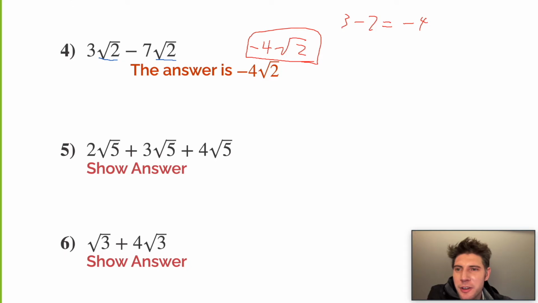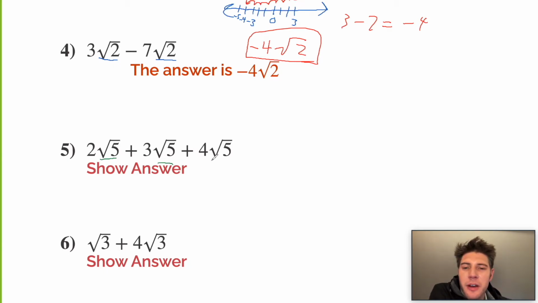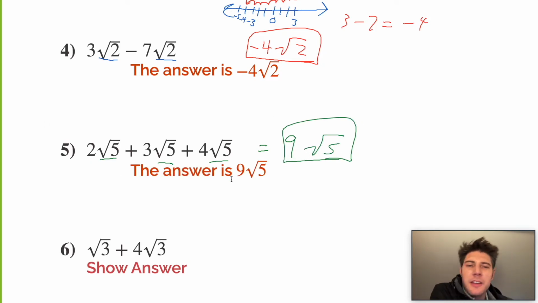Let's try another one. 2 root 5 plus 3 root 5 plus 4 root 5. The only trick here is that there are 3 terms, a 2 root 5, a 3 root 5, and a 4 root 5. So 2 plus 3 is 5, plus 4 is 9. So the answer to this is 9 root 5s. And we can check it. That's it. So all we did for this was just add 2 plus 3 plus 4.